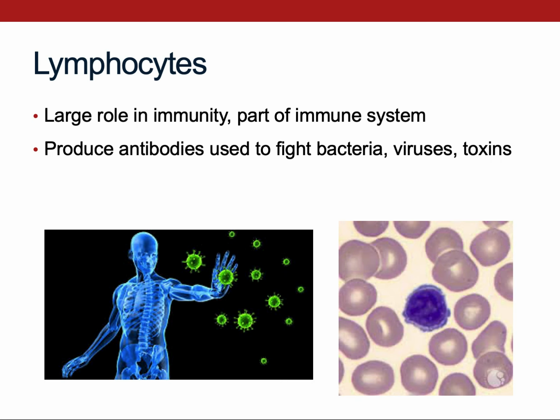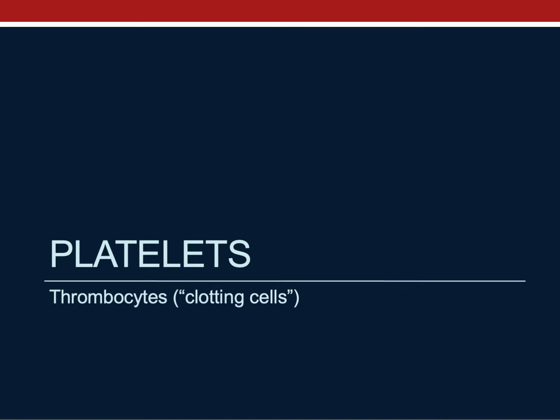You have probably heard of B cells and T cells, or B lymphocytes and T lymphocytes. Lymphocytes produce antibodies that are used to fight bacteria, viruses, toxins, etc. So we get these lymphocytes. Our body produces them when we are exposed to a disease, whether that exposure is through the environment or through vaccination. The last component we're going to talk about are platelets.